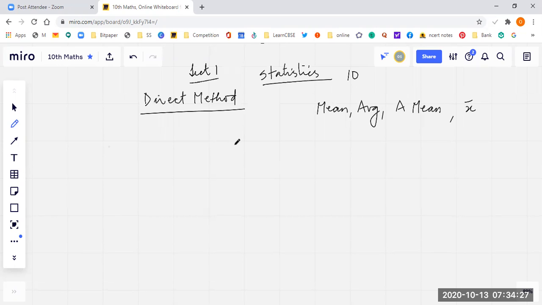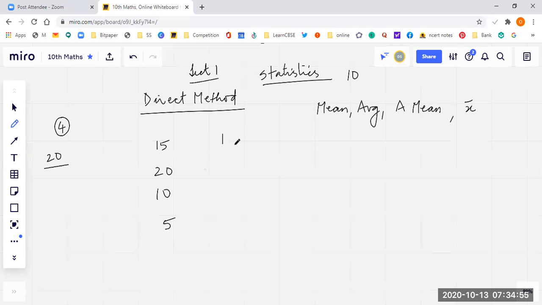So let's have a data first. Let's have a simple question first. Let's say there are four students, and four students have been tested by a teacher out of 20 marks. So these are the marks of four students. First student has got 15 marks. Second one 20 out of 20. Third one 10. Fourth one, let's say, has got 5 marks.